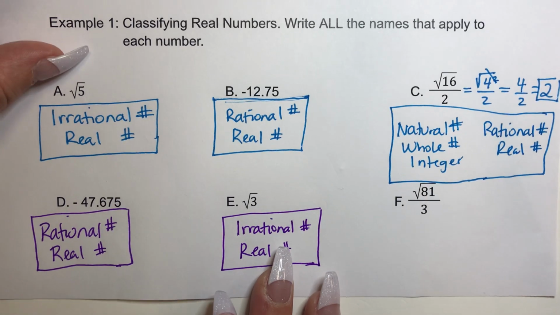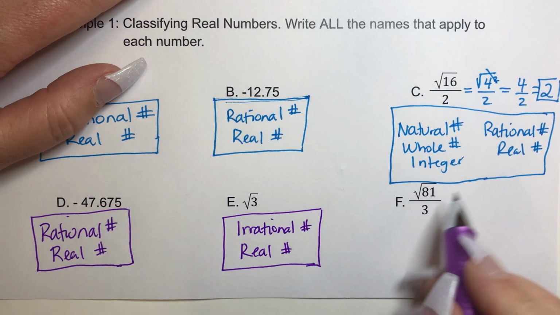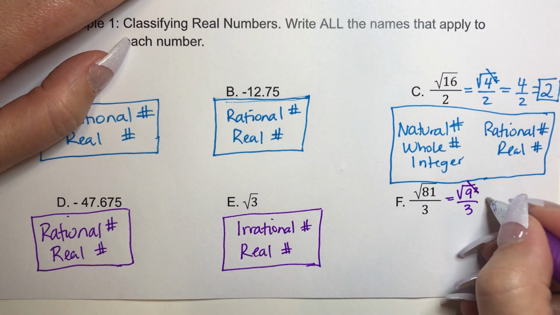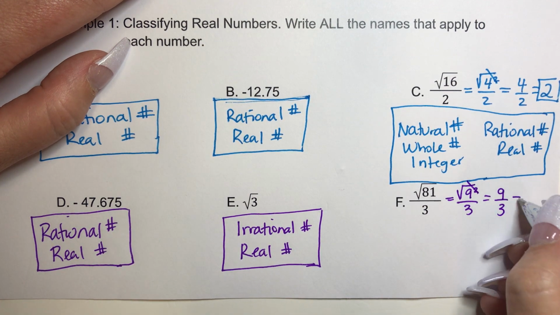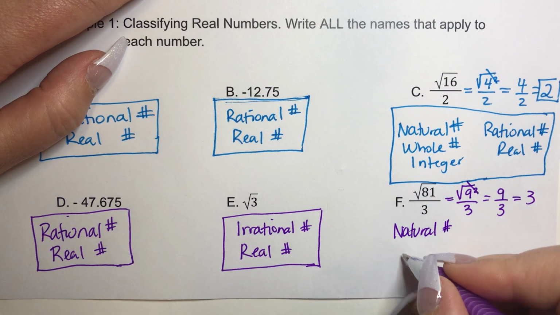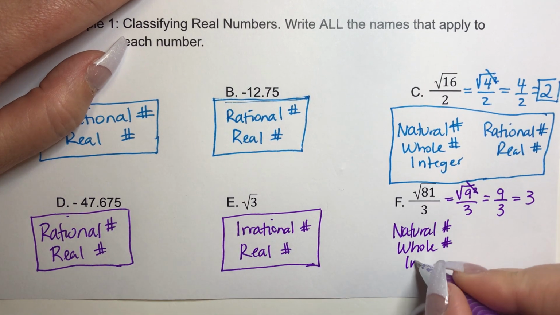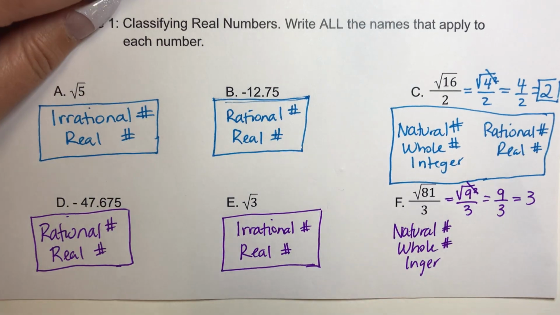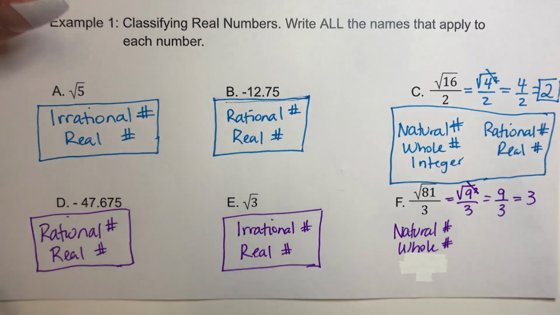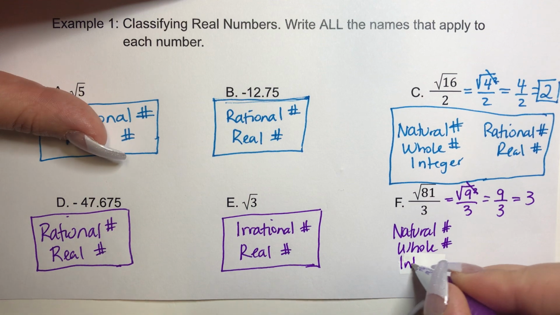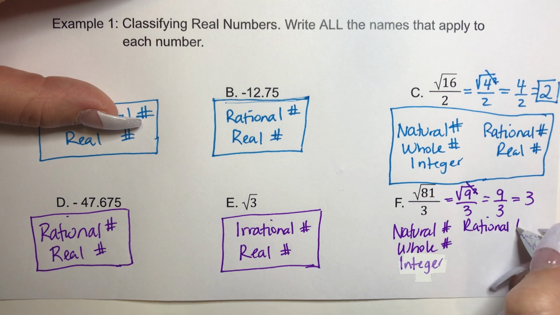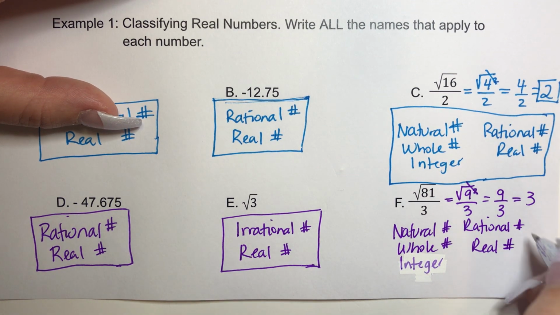Okay, on to F. We have the square root of 81 divided by 3. We know that this is a perfect square number, and 81 is the same thing as 9 squared. The square root and the squared cancel each other out. We're left with 9 over 3, and 9 divided by 3 is 3. So we know that this is a natural number, a whole number, an integer. Oh, that is not how you spell integer. Okay, but I have my friend, and it helps me. Okay, so integer, that's how you spell that. It is a rational number and a real number. And there we go.